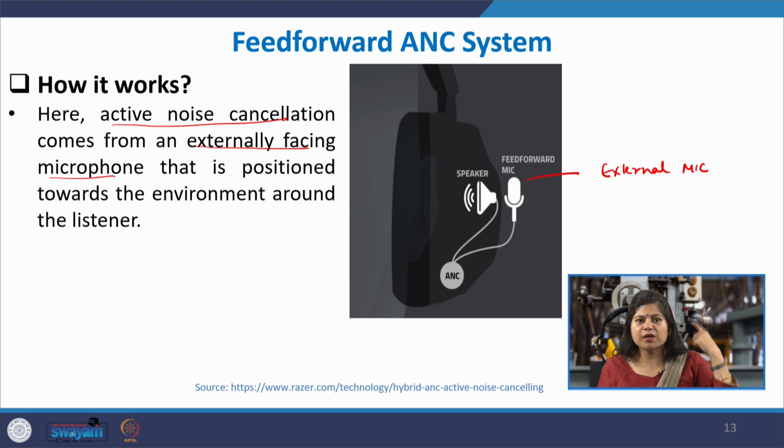So, that measures the sound which is approaching the listener, and based on that it creates an anti-noise signal which then plays through the speaker into the listener's ear. Whether a perfect cancellation has been achieved or not, you never know, because there is nothing like an error signal. It just measures the sound approaching. Based on that, it creates an anti-noise which goes into the listener's ear, and hopefully it has cancelled the noise. Perfect or imperfect, we do not know.